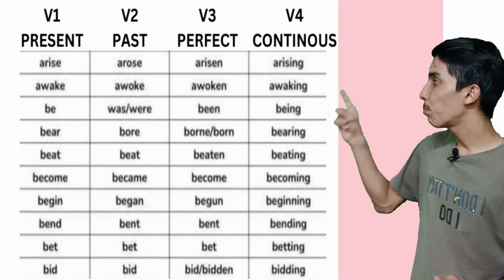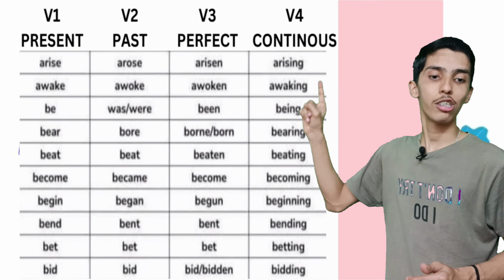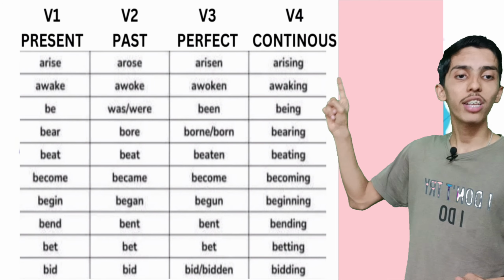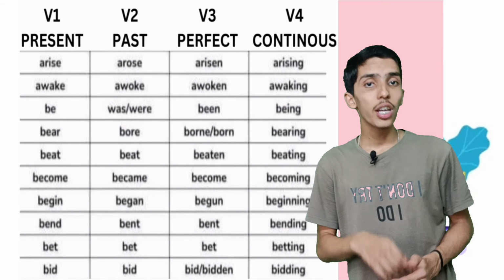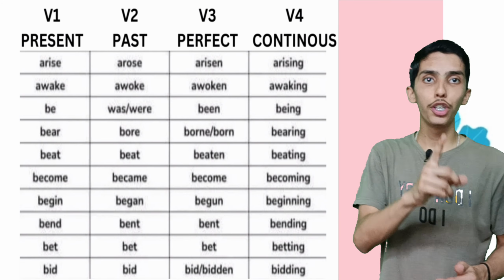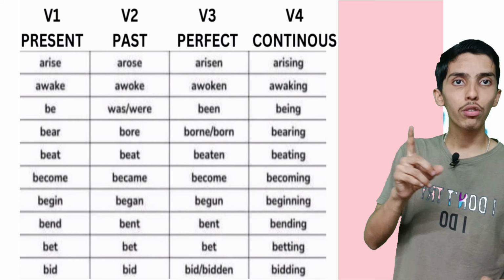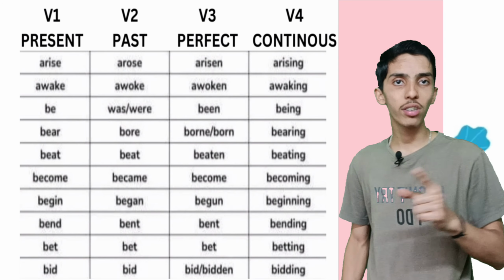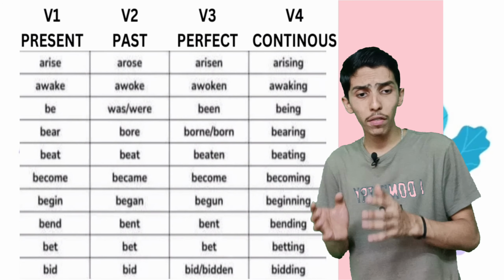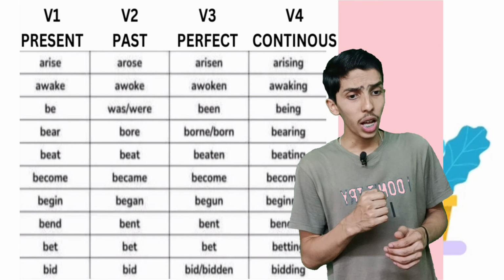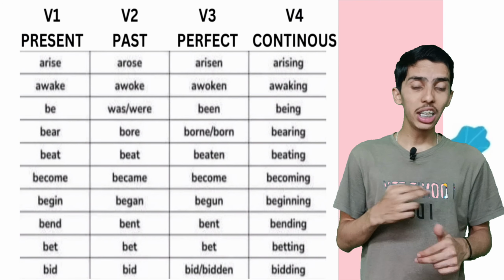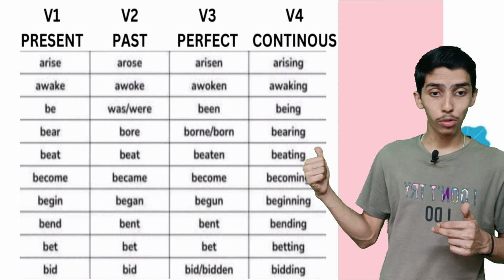V1 is called present, V2 is called past, V3 is called perfect, V4 is called continuous. Whenever ing comes, it is called continuous. And now you can easily identify verbs also.